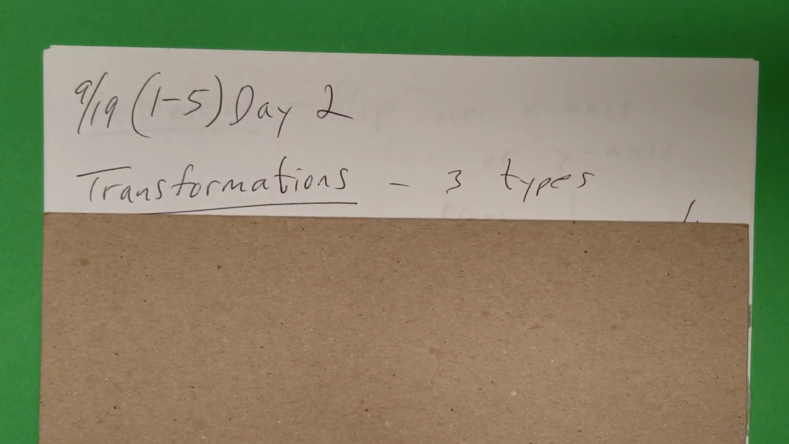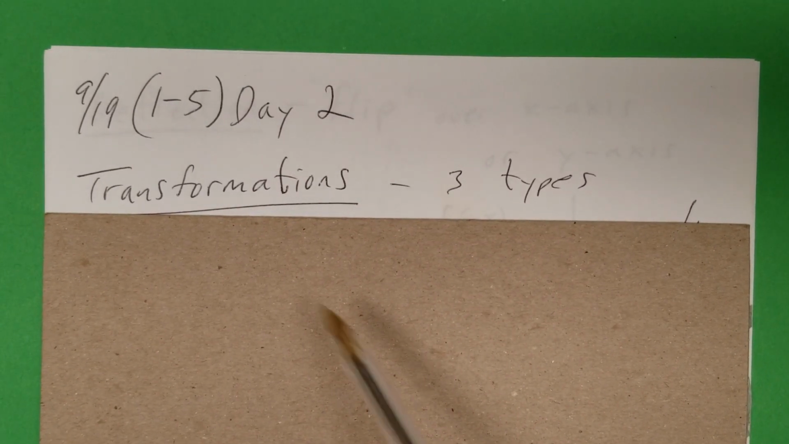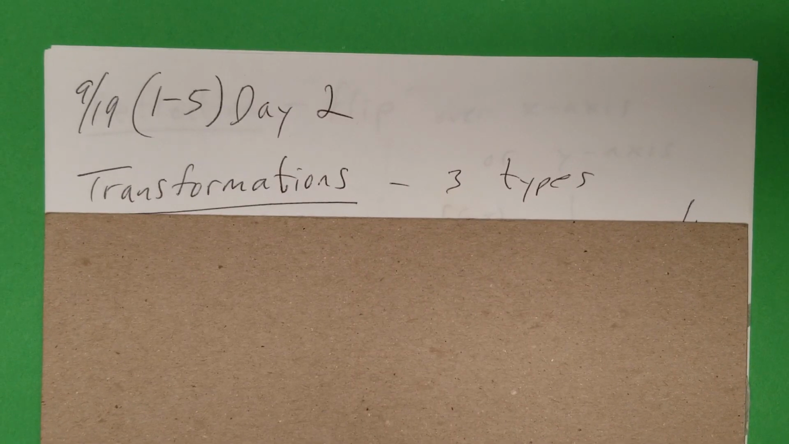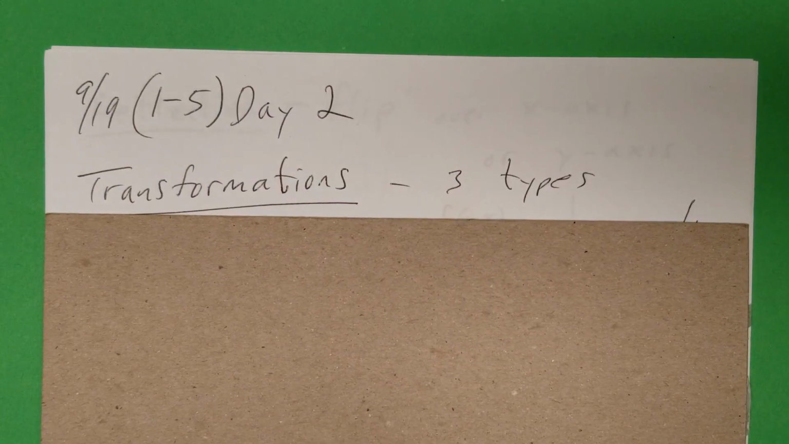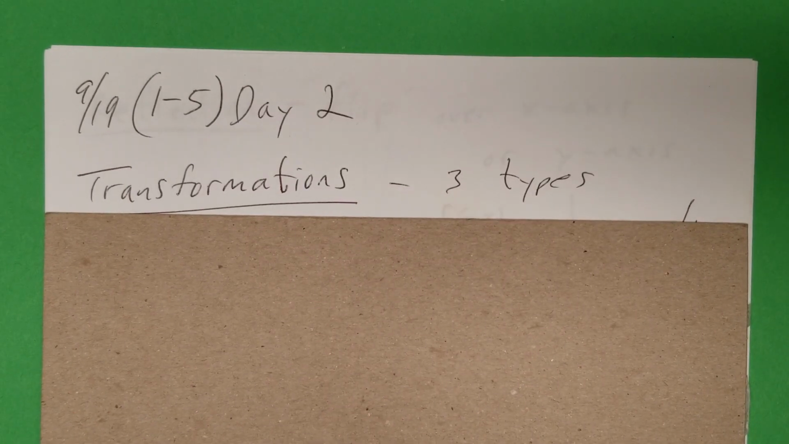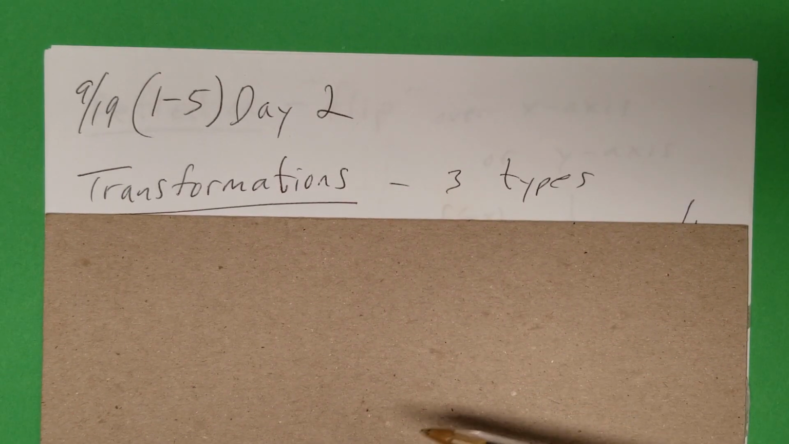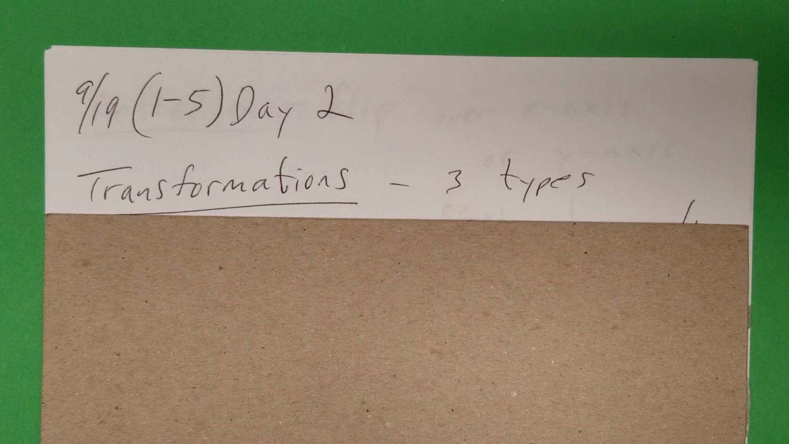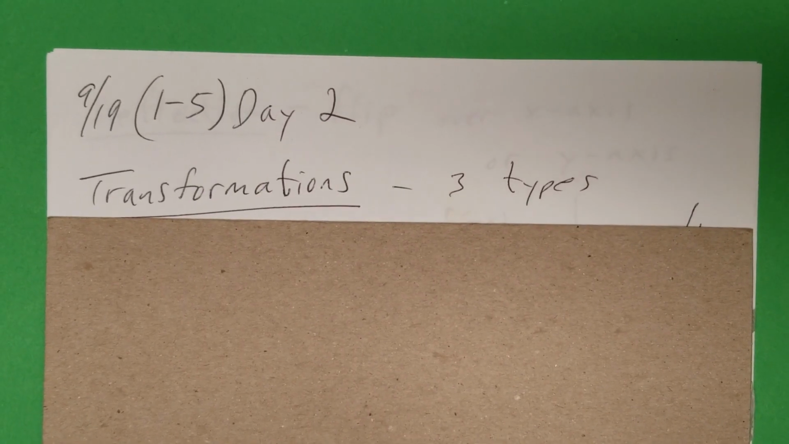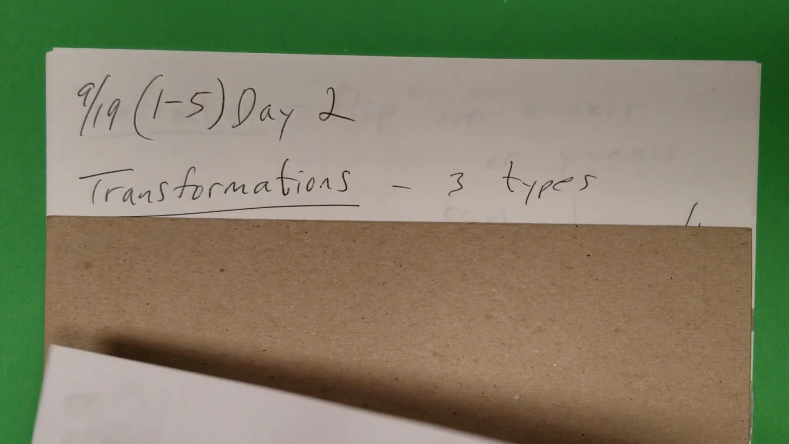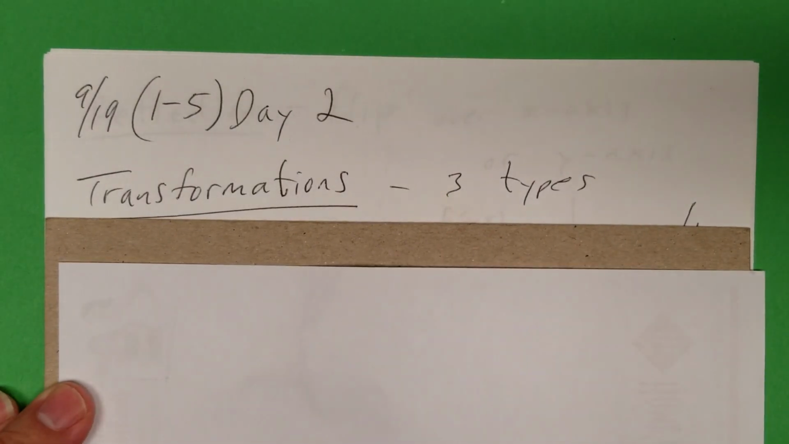So today we're going to finish 1.5 and talk about transformations. Okay, transformation, just like the English word, is when something transforms into something else, right? Changes into something else. Here we have three types, and we're going to talk about each one of them. Now, transformation of what? We're talking about transformation of graphs, of functions, right?